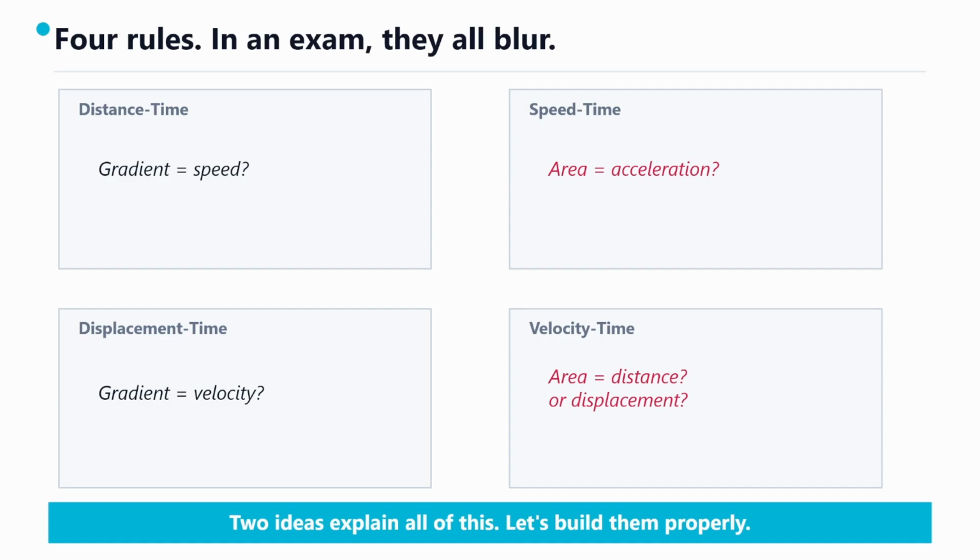You remember there's something about a gradient and something about area, but you can't remember which graph it applies to or what quantity it gives you. Here's why that happens. You've been given four separate rules to memorize, and your brain quite reasonably refuses. So here's what we're going to do instead. These are two ideas, just two, that explain every single thing about every single one of these graphs. Once you've got both of them, the four rules just fall out. You don't need to memorize them because they'll be very obvious, alright?